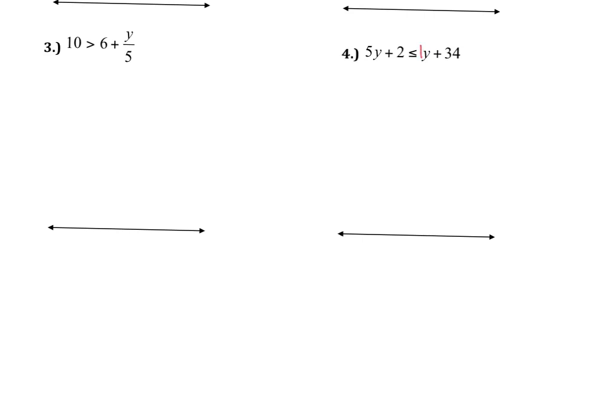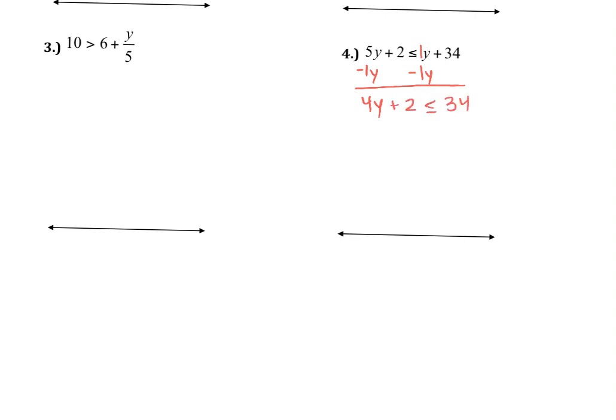So my goal is to get my y terms on one side and my constants on the other. So you could either subtract 5y from both sides or subtract 1y from both sides. I think it's going to be a little easier to subtract 1y because that's going to keep my coefficient in front of y positive, which I'd rather do if I can.